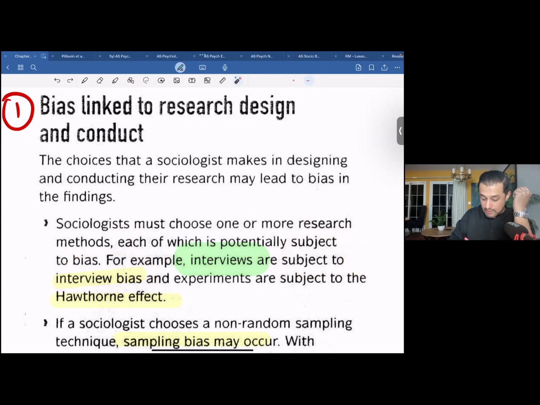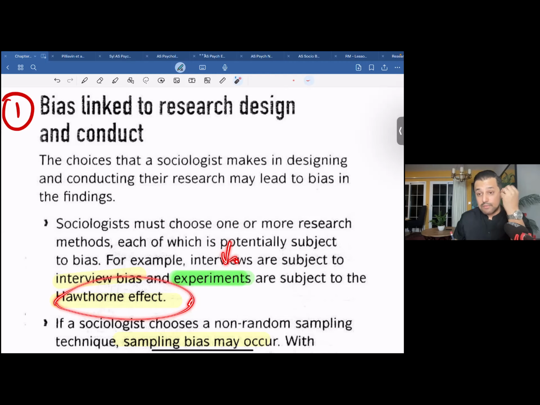Likewise, if you choose to conduct a research through experiments, right? If you were to conduct a research through experiments, your research findings would be affected through the Hawthorne effect. What is a Hawthorne effect now? Hawthorne effect, many people know this as social desirability. Others refer to this as demand characteristics. They're all fine, right? They're pretty similar in this context.